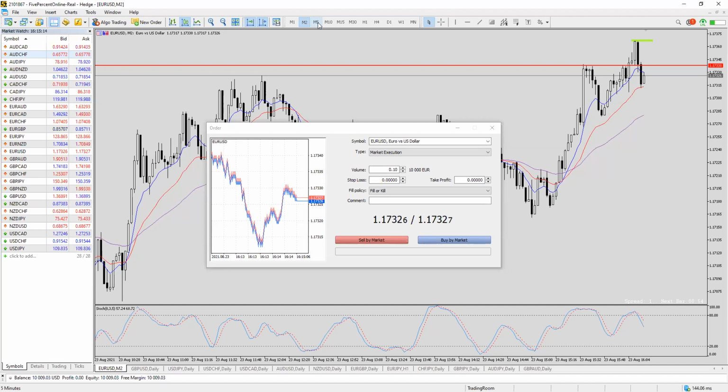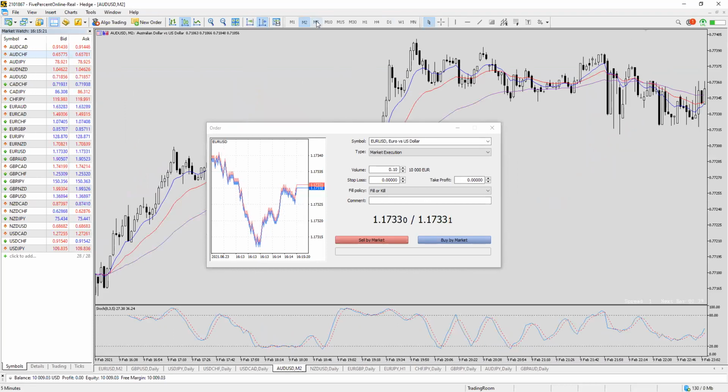Barry's asking, can we take the risk on Aussie dollar instead of euro dollar? So let's have a look at Aussie dollar, for example.